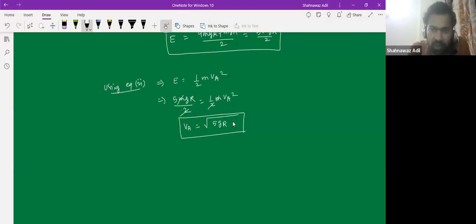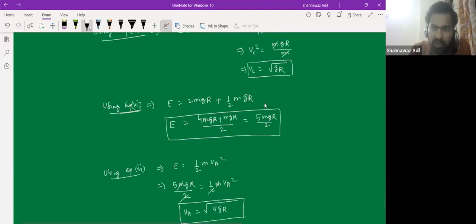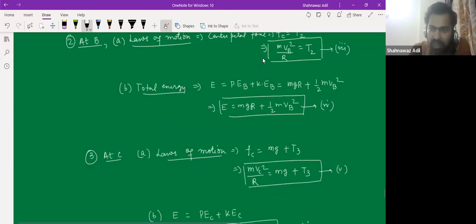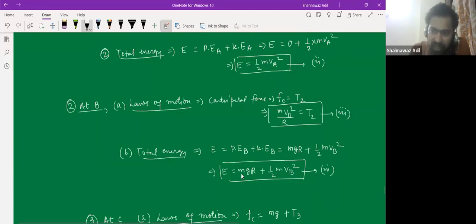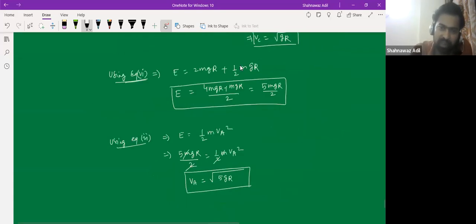Right. So this is the thing that we have to remember. At A point, the velocity is root 5gr, and at C point, velocity is root gr. And let's find out the value at B. So where is B? Yeah. So we have to use equation 4, E equals mgr plus half m vb square, right?